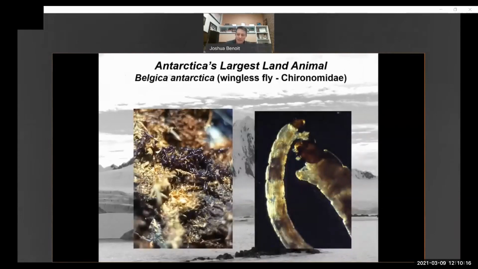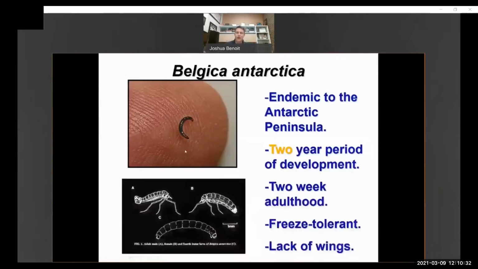I have been interested in the Antarctic midge since I was lucky enough to go to Antarctica and work on these as a graduate student. These are actually the largest land animal in Antarctica, but they're not very big. They're endemic. They have a 2-year developmental period, mostly as larvae, and they only last 2 weeks as an adult. They're freeze tolerant, but only as larvae, and they lack wings. So they're pretty unique among insect systems.